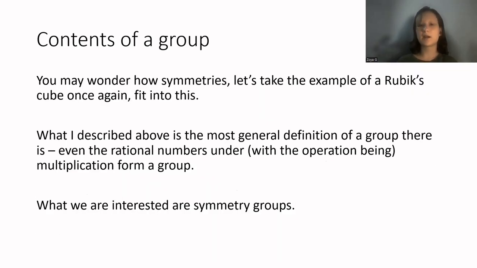So you may wonder how symmetries, let's take the example of a Rubik's Cube, fit into this. What I described above is the most general definition of a group there is. Even the rational numbers under the operation of multiplication form a group. What we are interested in, however, is symmetry groups, right? So a Rubik's Cube does not fundamentally change. It is still the same thing, right? You don't get a slice of pie by rotating a Rubik's Cube, which is why the rotations you can do to a Rubik's Cube form a symmetry group.